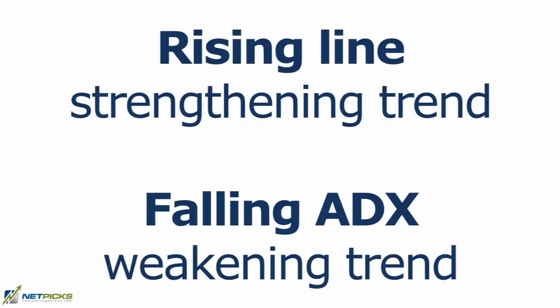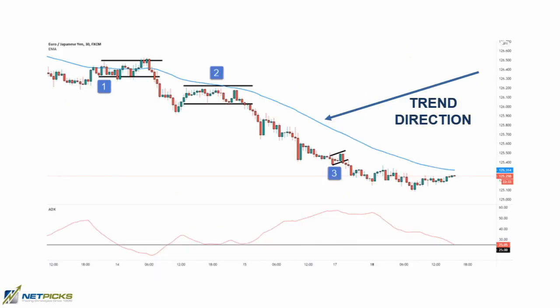Now remember, the rising line indicates a strengthening trend. The falling ADX equals a weakening trend. So here, to determine trend direction, we're just going to use a 20-period EMA. And while the ADX is rising, we're only going to consider short trades.